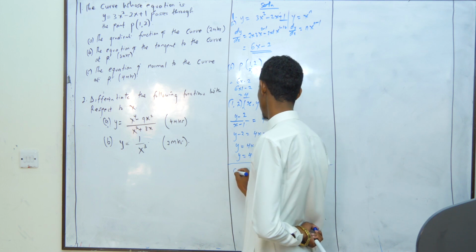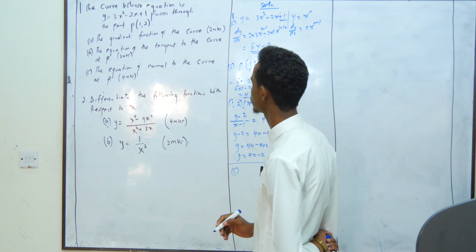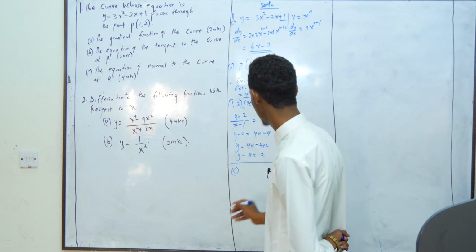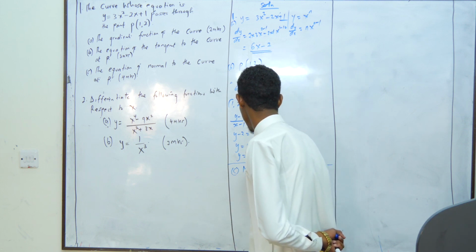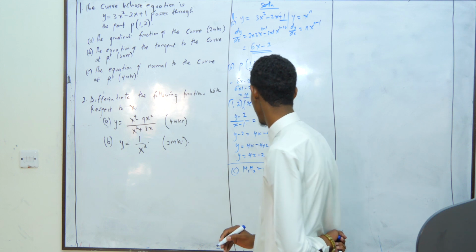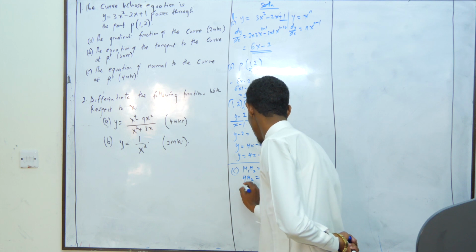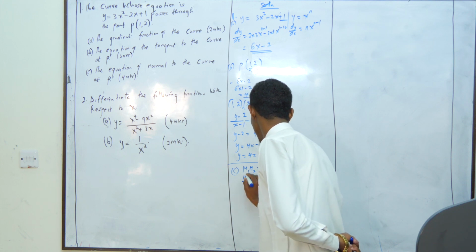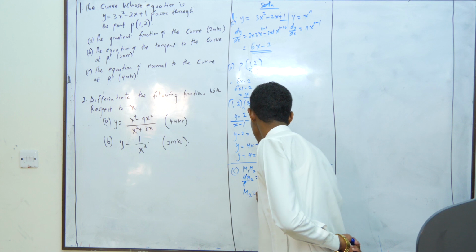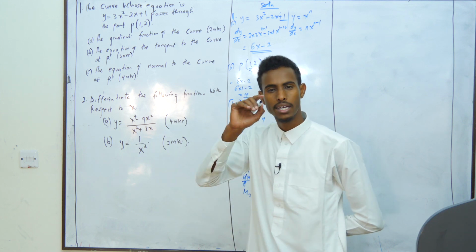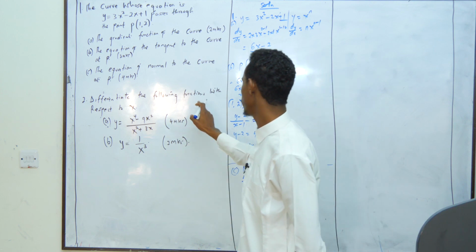Lastly, part C of the question says the equation of the normal to the curve at P. Now, for the normal, M1 times M2 will be equal to negative 1. We have our M1 as 4, multiplied by M2 will give us negative 1. Divided by 4, our M2 will be negative 1 over 4. That is the gradient of the normal.